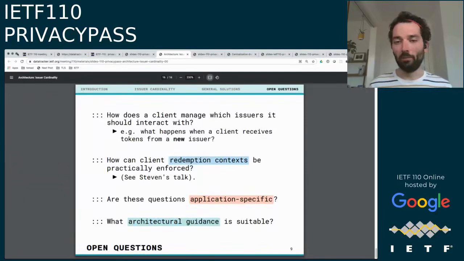Around how you build these redemption contexts in which a client holds tokens for different issuers, exactly how would we do that? And I think this is going to be covered in Stephen's talk just after this, where he'll propose a solution at the HTTP layer. And then finally, there's a question that comes then: are these questions all application specific? Can they all be solved at the HTTP layer? And if so, what architectural guidance in the architecture document is suitable for guiding implementers and constructors of Privacypass ecosystems in making sane decisions around this topic? And that's everything I had.